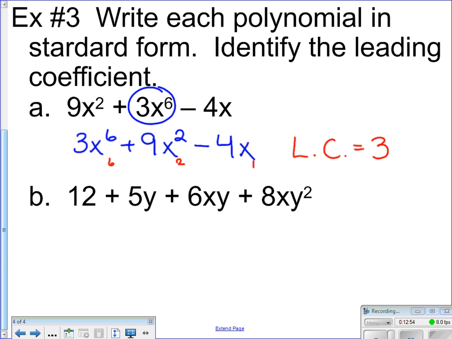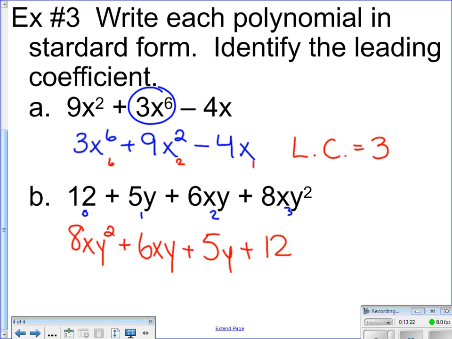All right, if you want to try B, go ahead. Now I'm going to do it. So I'm going to look at the degrees. 0, 1, 2, and 3. So this one is completely backwards. So I'm going to reorder it and put the 8xy squared first, the 6xy, then the 5y, and lastly the 12. And then the leading coefficient is the number that comes first, and that's 8.